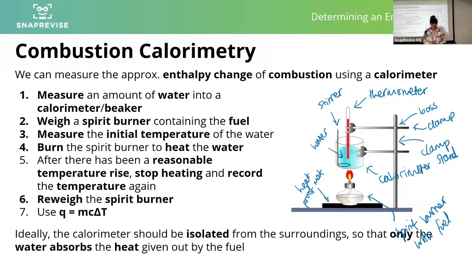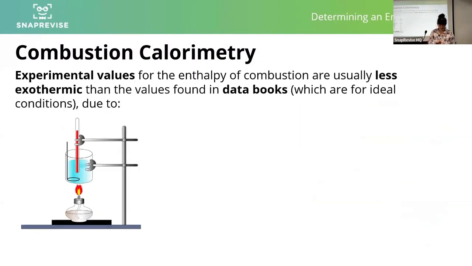Ideally, the calorimeter should be isolated from the surroundings so that only the water absorbs the heat given out by the fuel. Of course, that can't always happen. And actually, one of the things they like to ask us about, and which we'll go on to in a second, is how to make reactions better, how to make them more accurate, and how to have less heat given off to the surroundings. So experimental values for the enthalpy of combustion are usually less exothermic. They're less exothermic, so they're less negative. That means that it looks like less heat has been given out during the reaction.